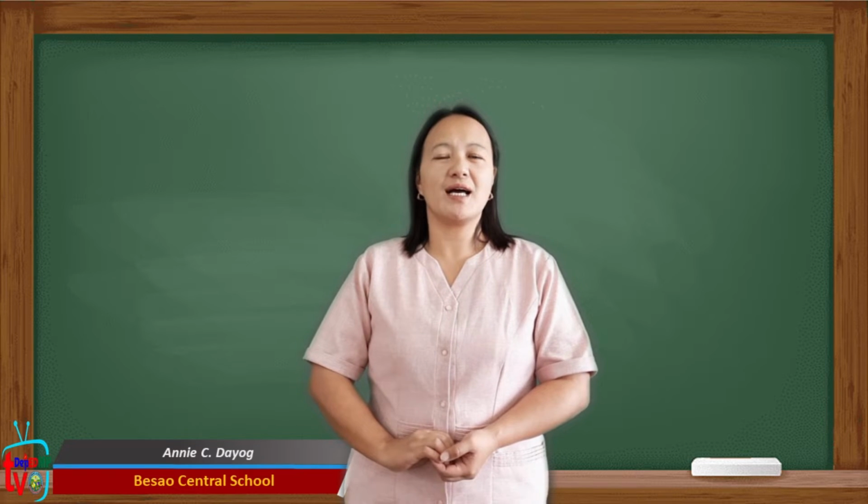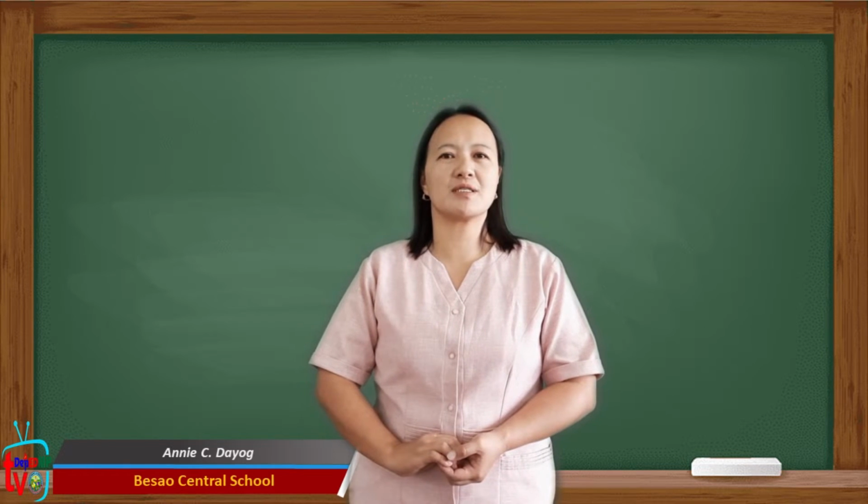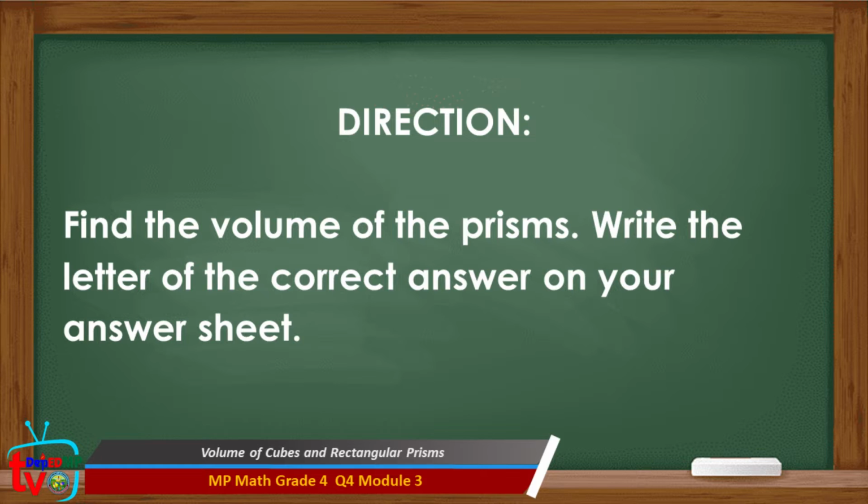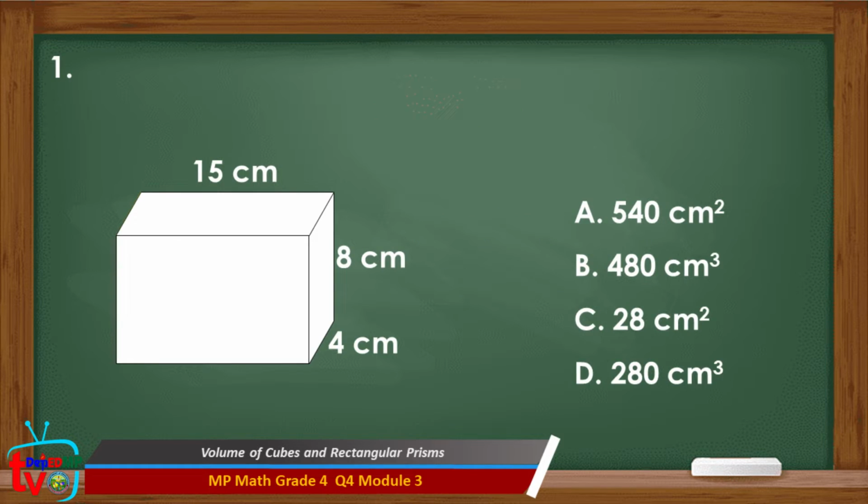Before we proceed, let us determine how much you already know about volume of cubes and rectangular prisms. Direction: find the volume of the prisms. Write the letter of the correct answer on your answer sheet. Number 1. What is the volume of a rectangular prism with a length of 15 centimeters, a width of 4 centimeters, and a height of 8 centimeters?